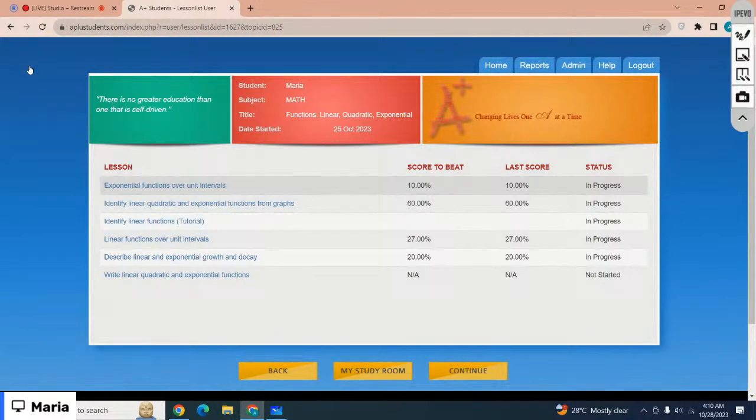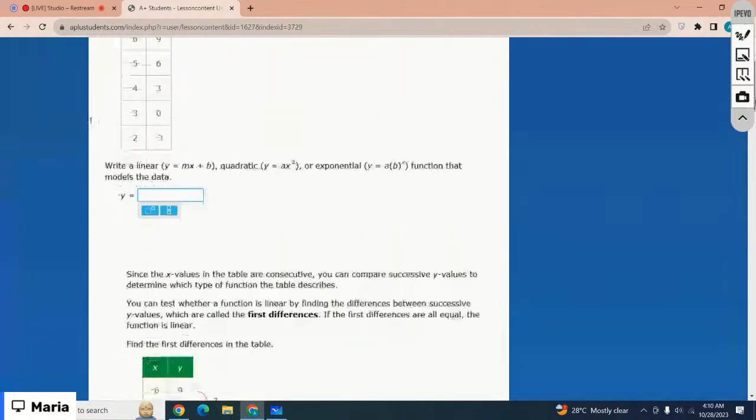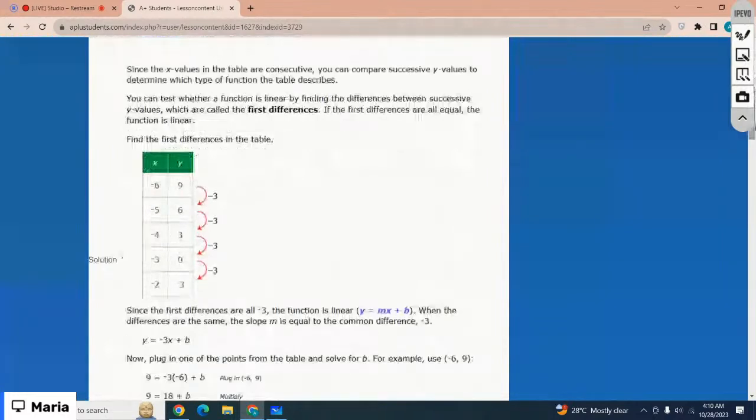And the next lesson is write linear, quadratic, and exponential functions. Okay, look at this table. Write a linear, quadratic, or exponential equation or function that models the data. So you are given a table, you have to write down the equation, right? From the table, you have to see if this is for the linear equation or not.